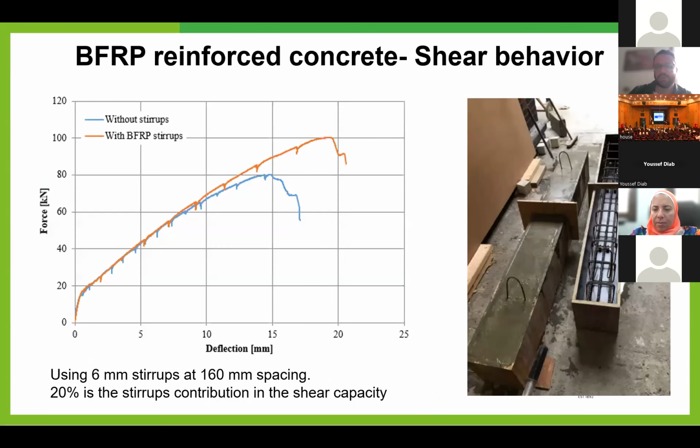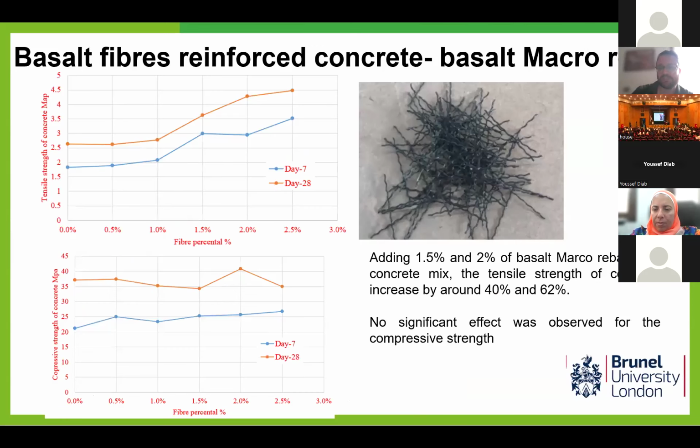We also propose to use the basalt fibers as a stirrup, and see the effect of basalt fiber stirrups on the shear capacity of the beam. It is an increase of about 20%, but it's not a huge increase. So we added some macro bars into these structures. By adding these macro bars, we noticed that the flexural tensile strength of the concrete increased by 60%.